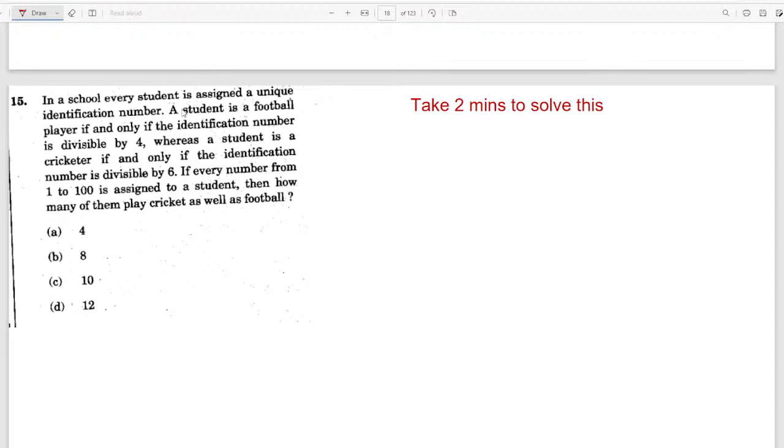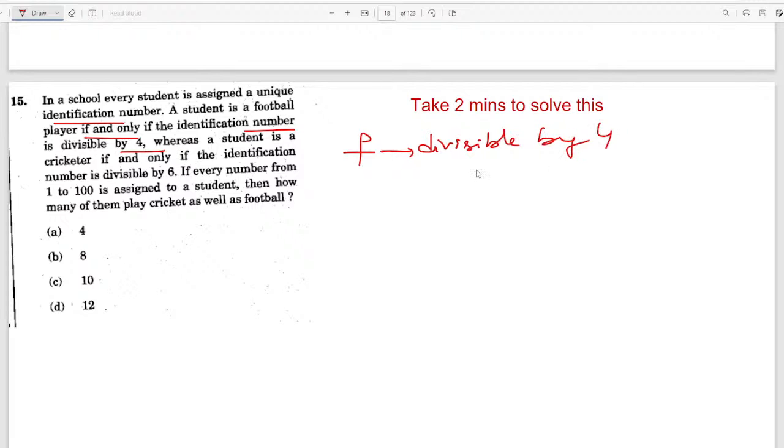In a school, every student is assigned a unique identification number. A student is a football player if and only if the identification number is divisible by 4. Whereas a student is a cricketer if and only if the identification number is divisible by 6. So a cricketer's number is divisible by 6.